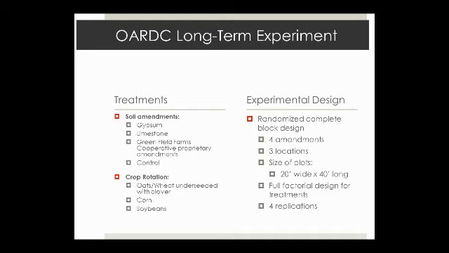So for our long-term experiment that we're currently conducting at the OARDC, we have 4 soil amendment treatments that will be applied. Our treatments include limestone, Greenfield Farms cooperative proprietary amendment, and a control. We will also rotate our 4 crops, which are corn, soybeans, cover crops, and our experimental design is a randomized complete block design with 4 treatments and 4 replications at 3 locations. The plot sizes are 20 feet wide and 40 feet long each.